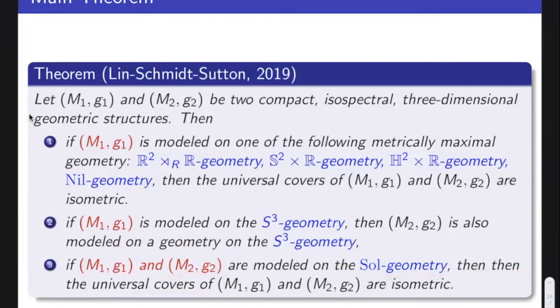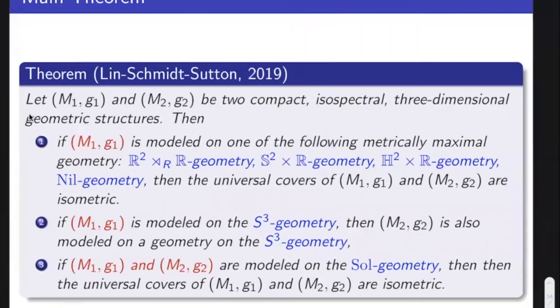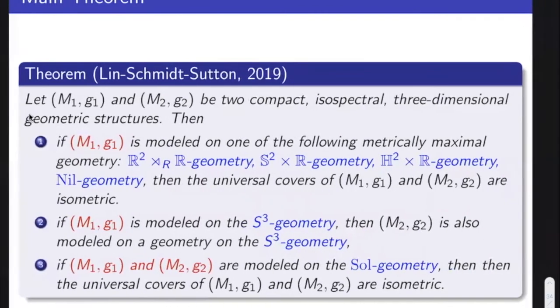We couldn't quite distinguish spaces modeled on Sol and spaces modeled on SL2R, but we believe that if we can compute another heat invariant, we can resolve the issue. So we conjecture that in any case, M1G1 should be locally isometric to M2G2. We just couldn't prove it yet. Any questions?